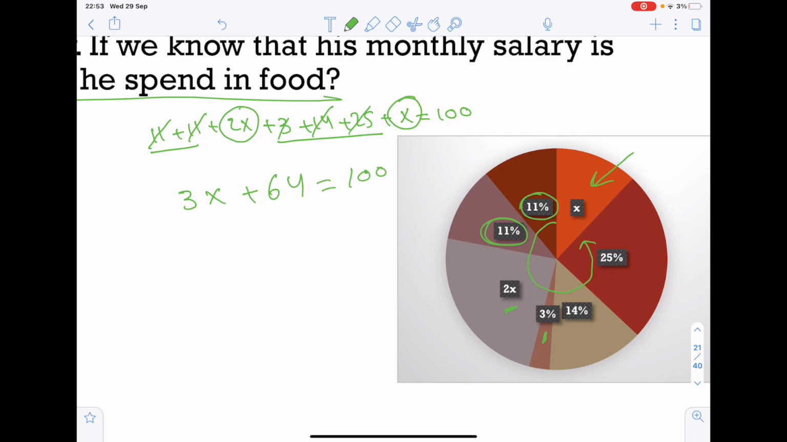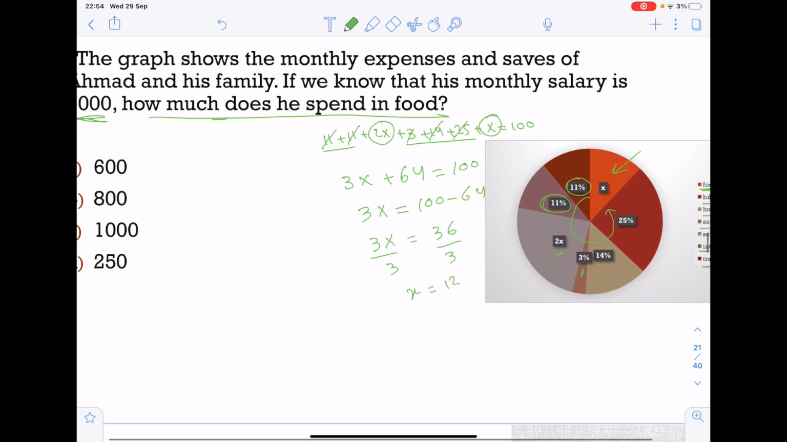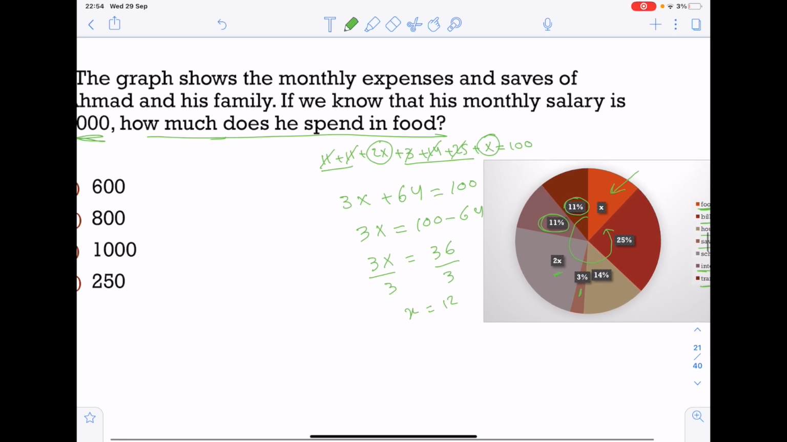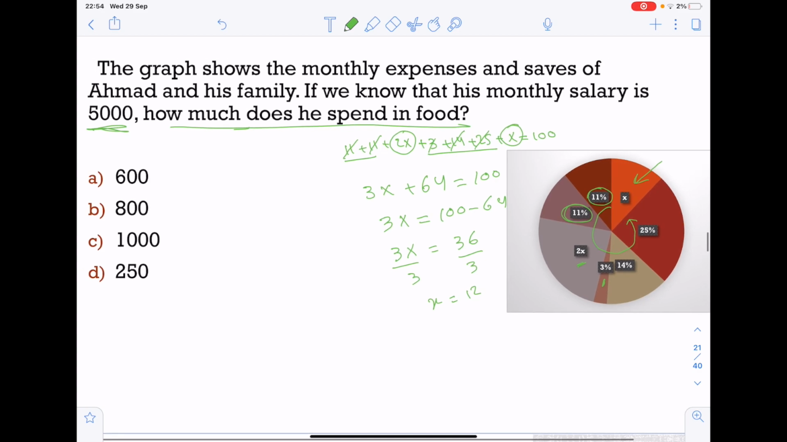Now we will solve this as a linear equation. So 3x equals 100 minus 64, and 100 minus 64 is 36. Then we divide both sides by 3, so x equals 12. So now x equals 12, but since it is out of 100, it is 12%.